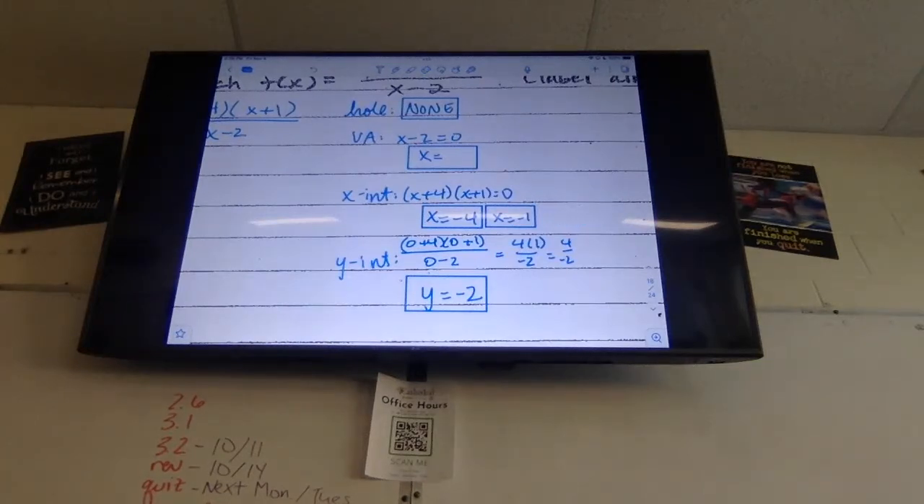All right, let's make sure I didn't mess up again. My x-intercepts, change all those signs, okay, -4 and -1. 4 times 1 is 4, 0 minus 2 is -2, divided, that's -2, okay. Sorry for that negative in the wrong spot, but I think everything else is right now, right?